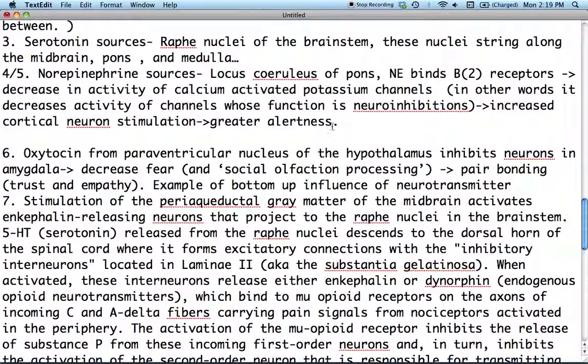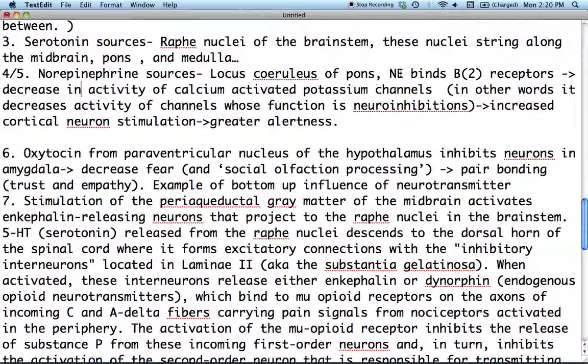Okay, so there's going to be a question about implicating norepinephrine with general alertness. The way that works is that norepinephrine is going to bind beta-2 receptors in the brain, in the cortex, and it's going to lead to a decrease in activity of the calcium-activated potassium channels. Now, calcium-activated potassium channels are themselves inhibitors.